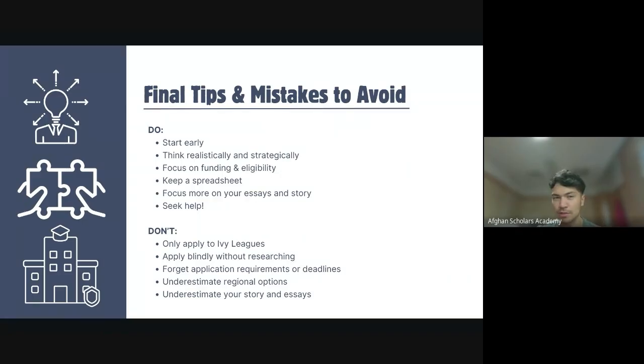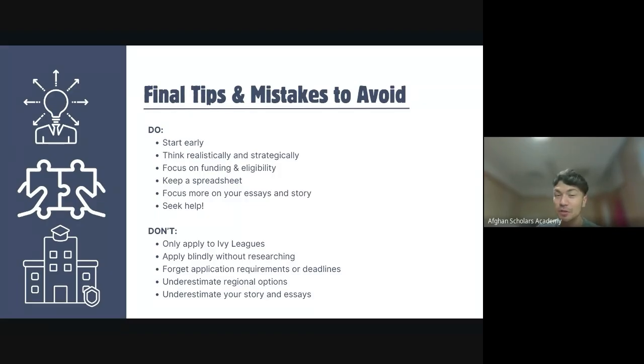Yeah, so keep a spreadsheet. And like I said, the spreadsheet I already showed you, and focus more on your essays and story. We will talk a lot about essays: supplemental essays, motivation letters, personal statement. That really helps you stand out. Your essay is the first thing that those who review your application will read. And seek help. You're already seeking help, so props to you.